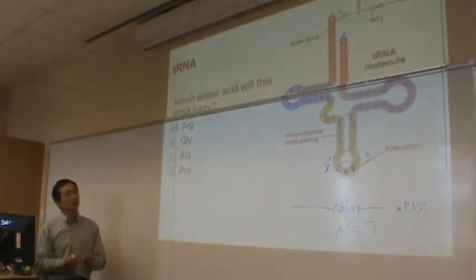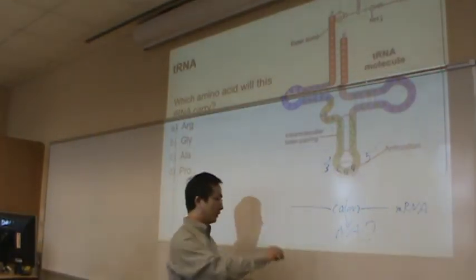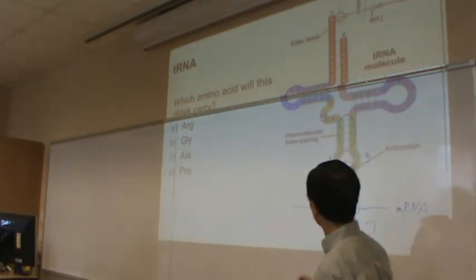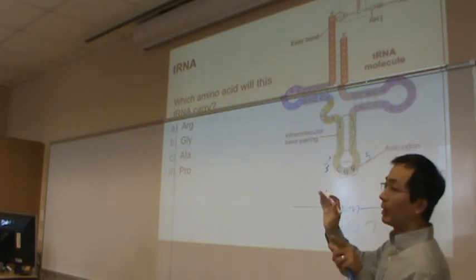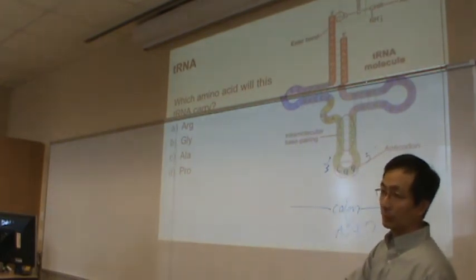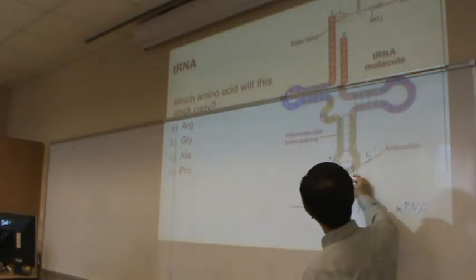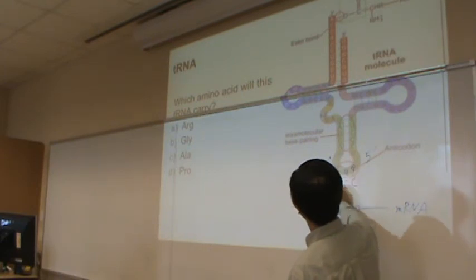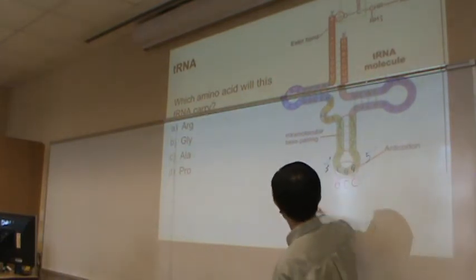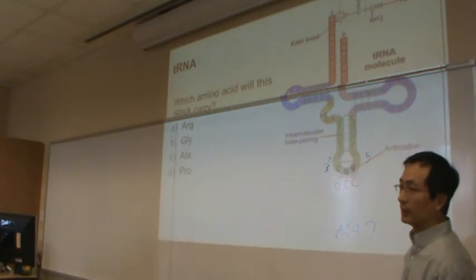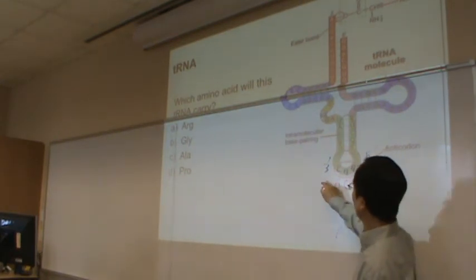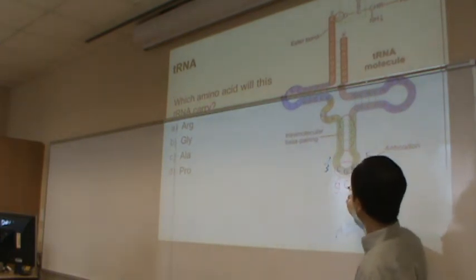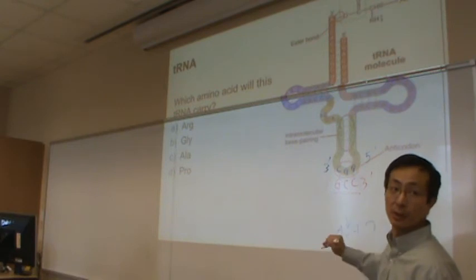Okay, let's work things out. So how is this one going to base pair with the codon? The tRNA is still going to follow the base pairing rule. Right, so C G is going to base pair with C. C is going to base pair with G. Now the next question, which one is the 5 prime end? This should be the 5 prime end. This should be the 3 prime end. So my codon should be GCC, not CCG.